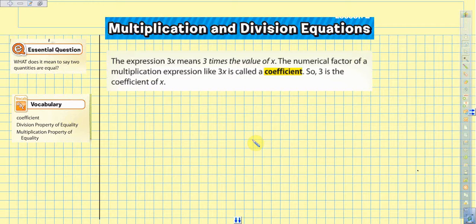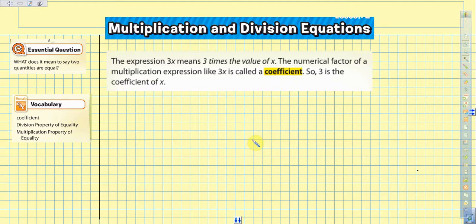Okay, welcome. Multiplication and division equations, page 447. You should have your book out. You should be looking at the examples and taking notes. Remember, while taking notes, you don't have to write everything down, but make sure you write down the most important stuff. First things first, essential question.